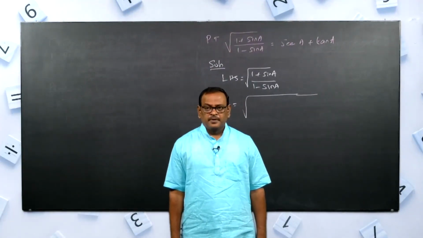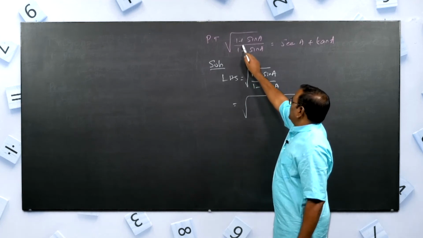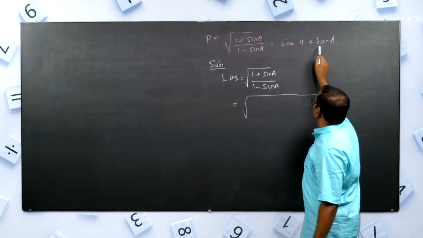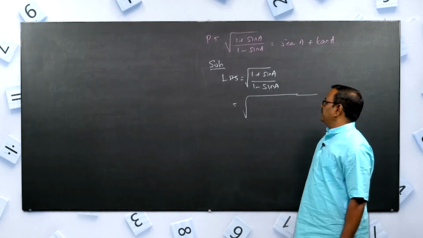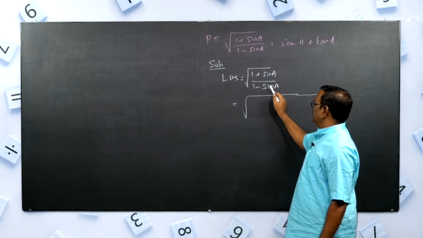Yes, next type, this is the fourth type. Prove that square root of (1 plus sin A)/(1 minus sin A) equals secant A plus tan A. So write the LHS: square root of (1 plus sin A)/(1 minus sin A).